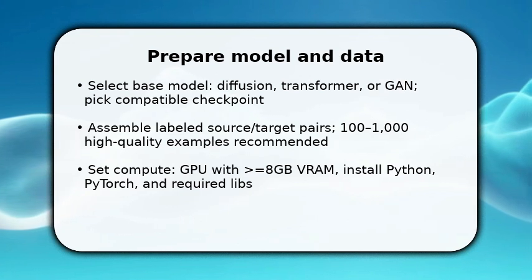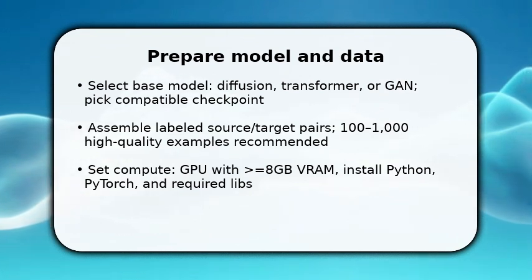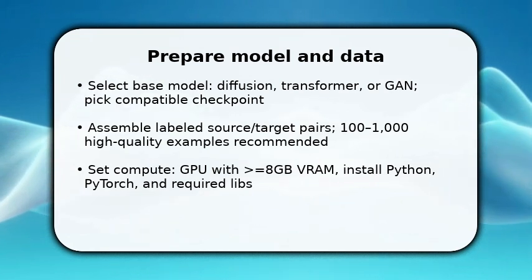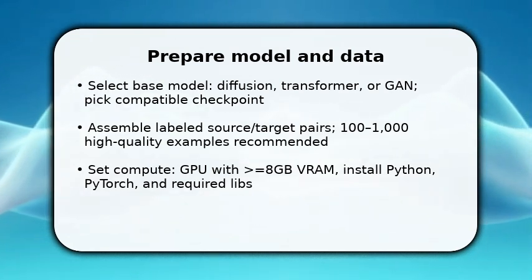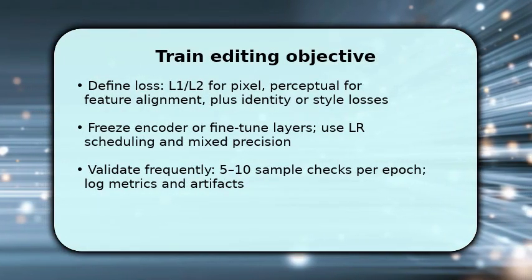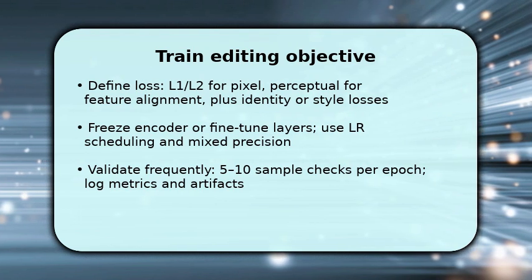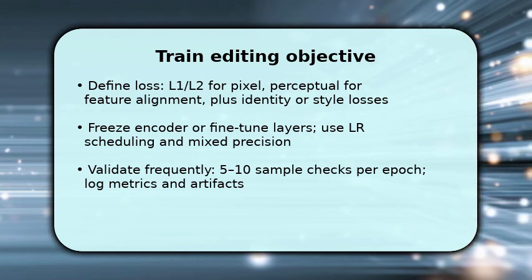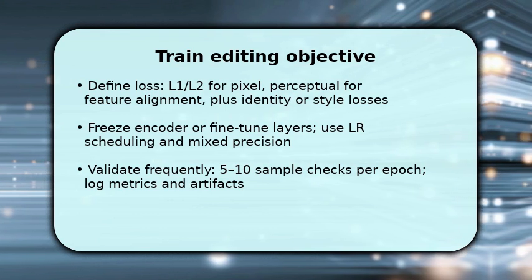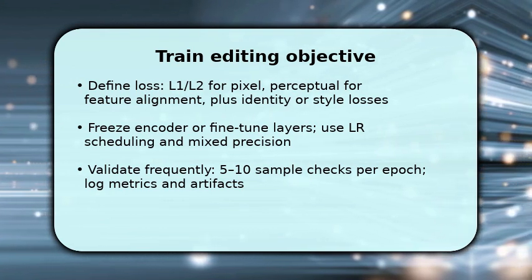Once done, split data into train/val, and make sure to standardize formats and resolutions so training converges faster and your edits remain consistent. You now construct the training loop and the specific editing objective. Define a combination of pixel and perceptual losses and add identity or style constraints to preserve intent. This helps the model change only what you want.